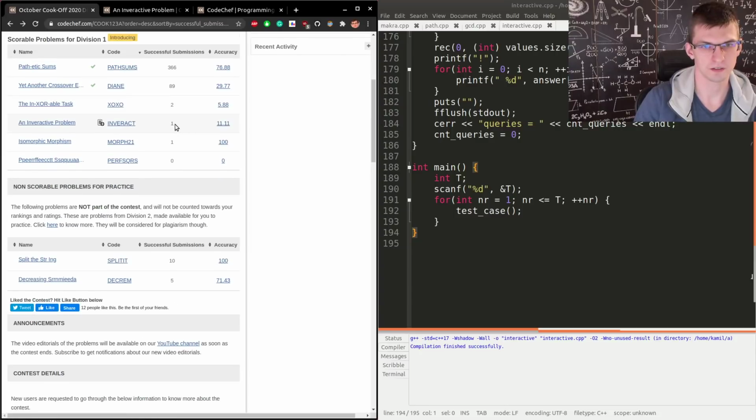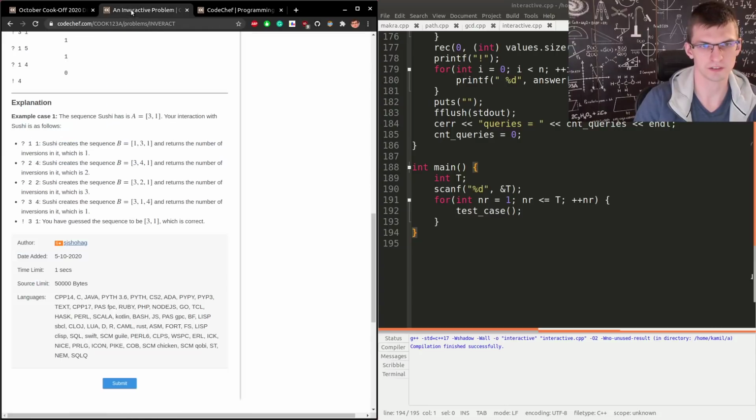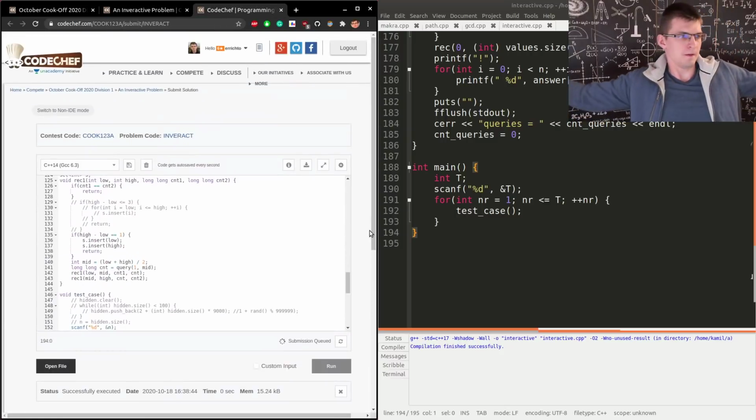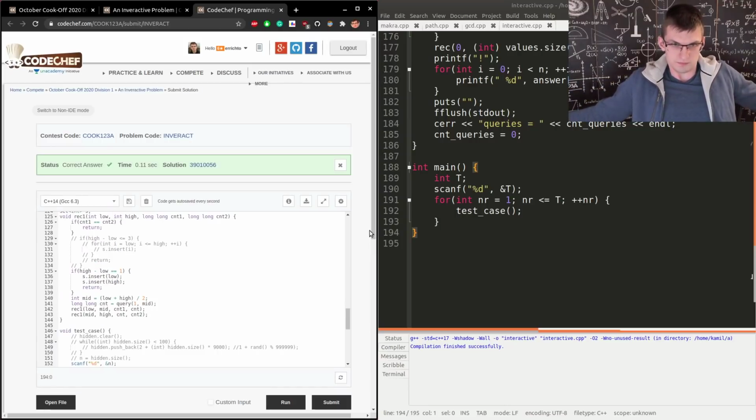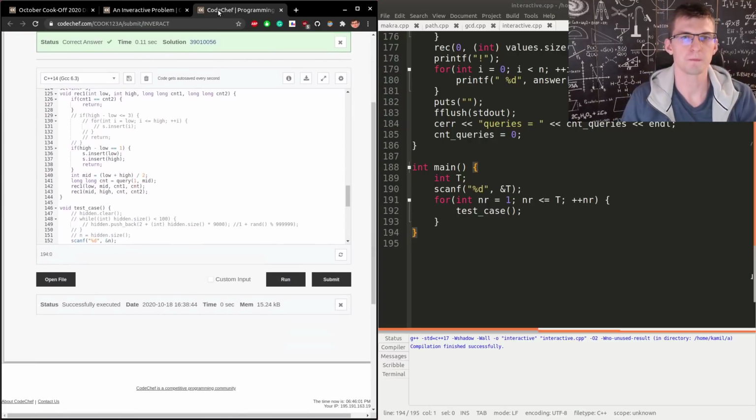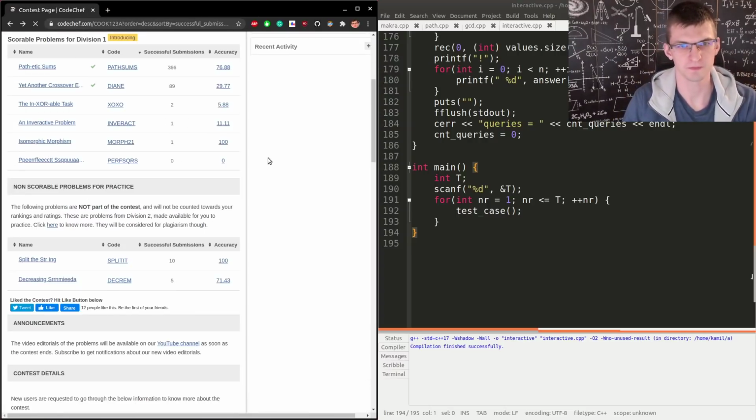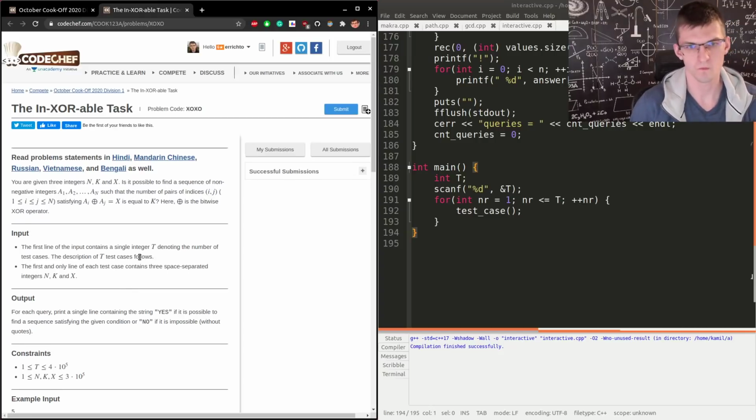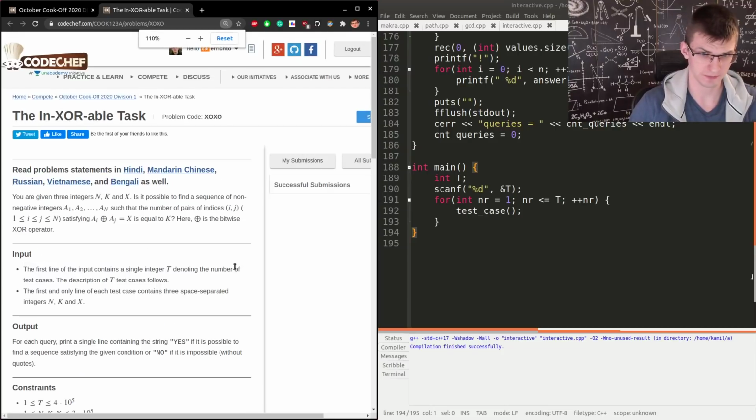How is it going? One person solved that. 2 XOR table. Oof. Such a relief. Okay, let's do XOR table. It's a little bit boring that again we need to find a sequence. Too many constructive problems.